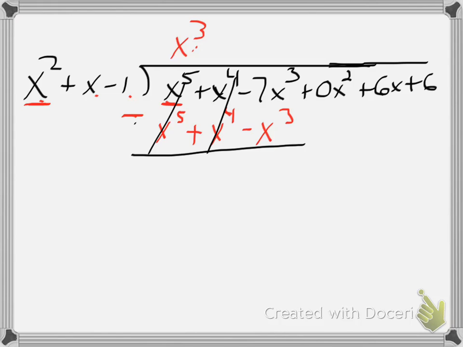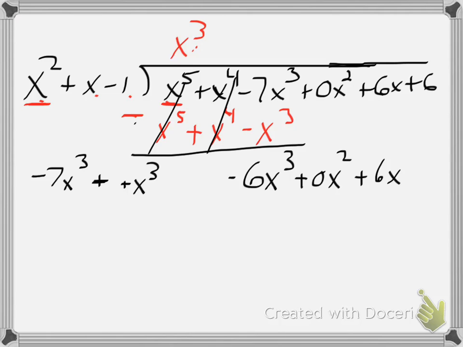So I like to write out what I'm subtracting, which is again negative 7x to the third minus a negative x to the third. So this really becomes plus positive. Negative 7 plus 1 gives me a negative 6x to the third. Now the rest of these terms come down. This is one cycle. Now I'm going to repeat it.